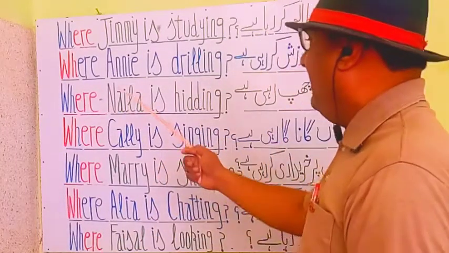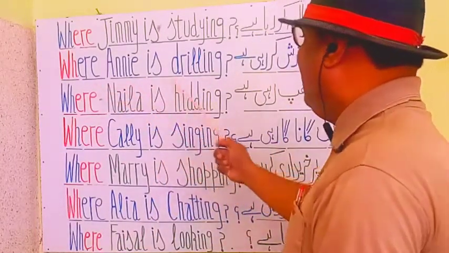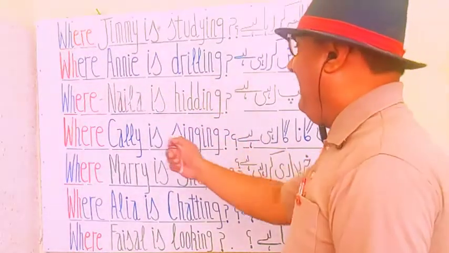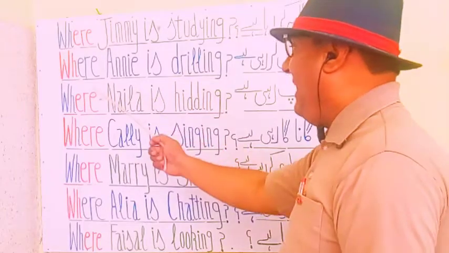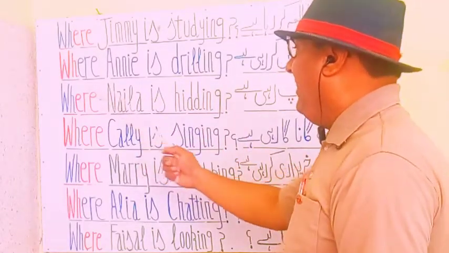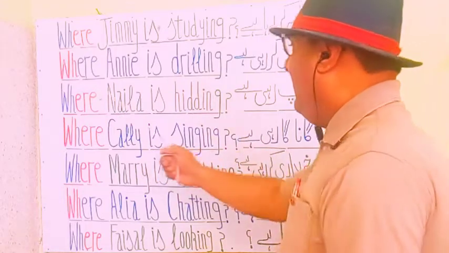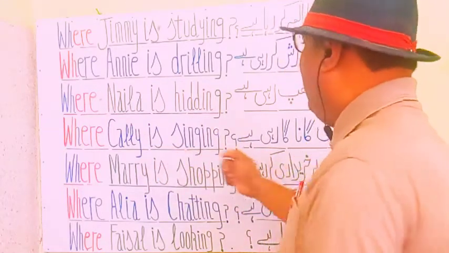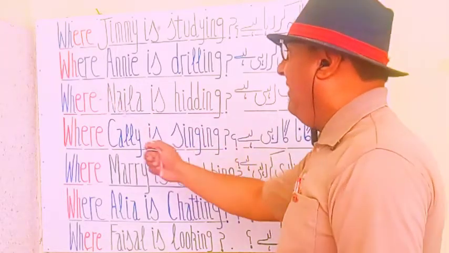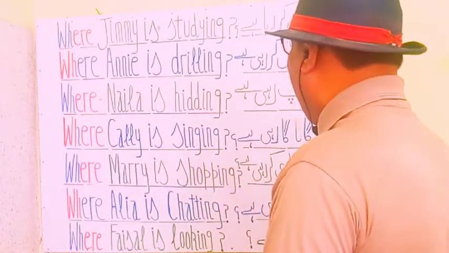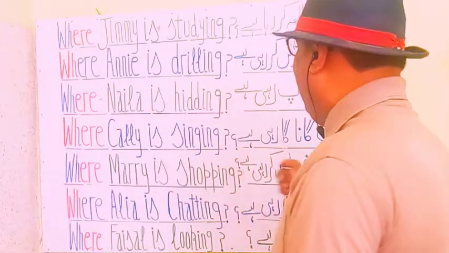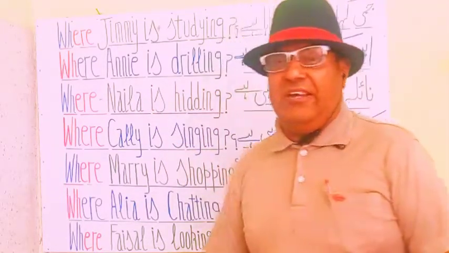You see next one is where Annie is drilling. Where Annie is drilling? Annie कहाँ वर्जिश कर रही है. Where Annie is drilling? Annie कहाँ वर्जिश कर रही है. Where Annie is drilling?